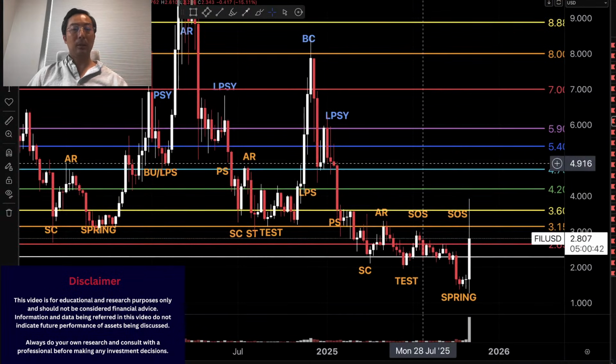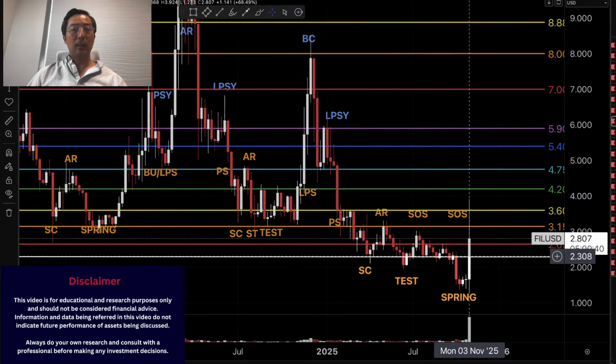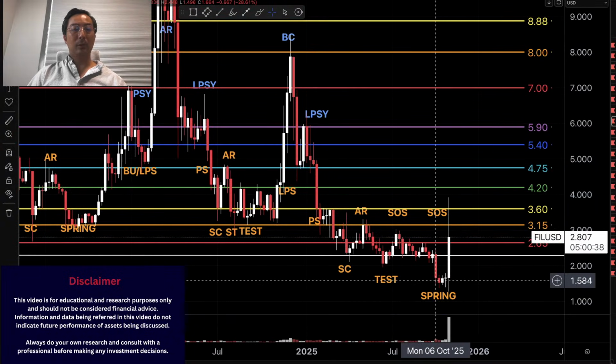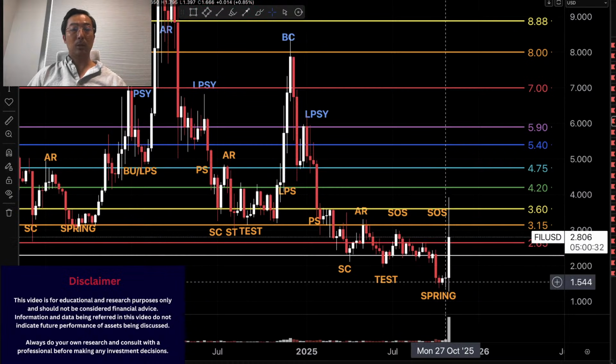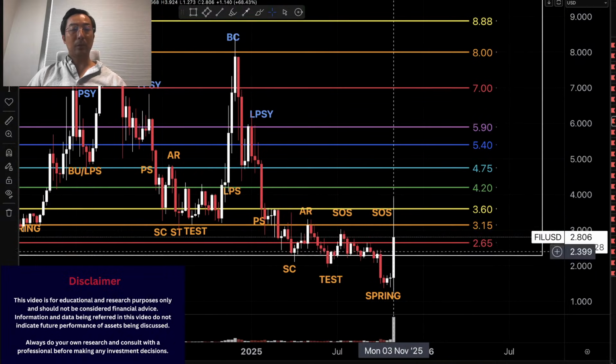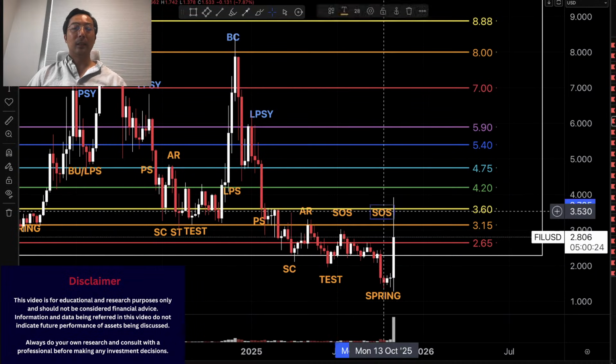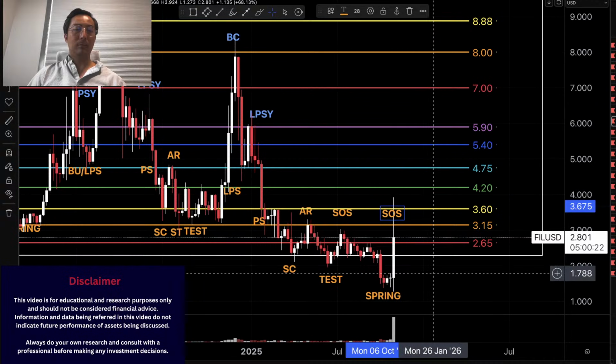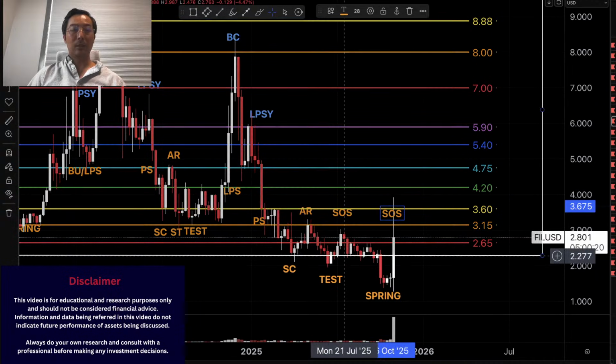What happened for Filecoin is that it seems to me we have gone through the entire spring period during the end of October all the way into the beginning of November. And this bounce off from the spring is an early sign that it's going to show us a sign of strength since late July.